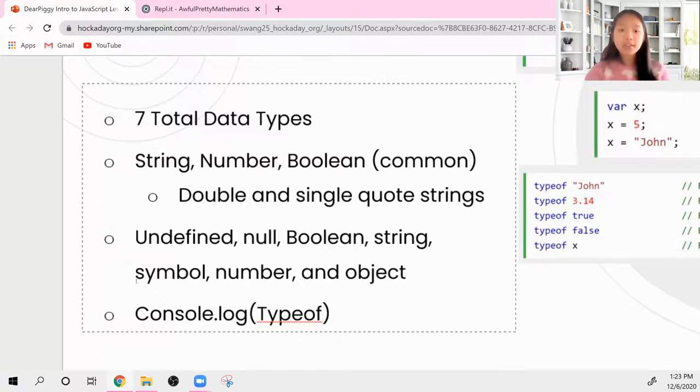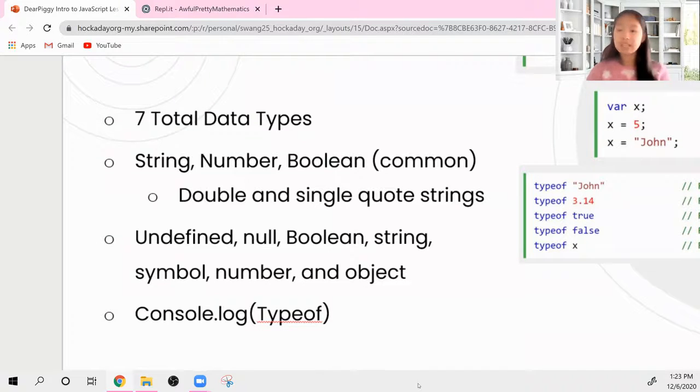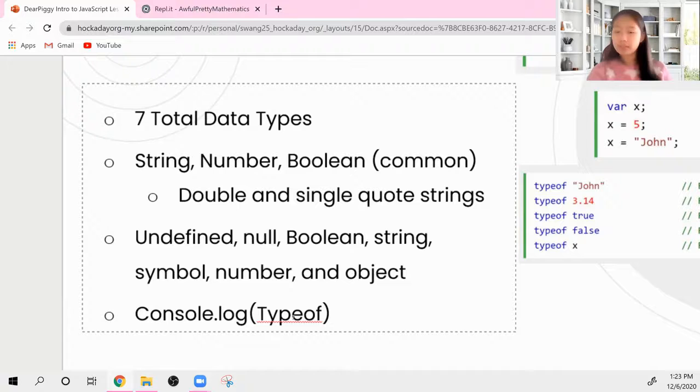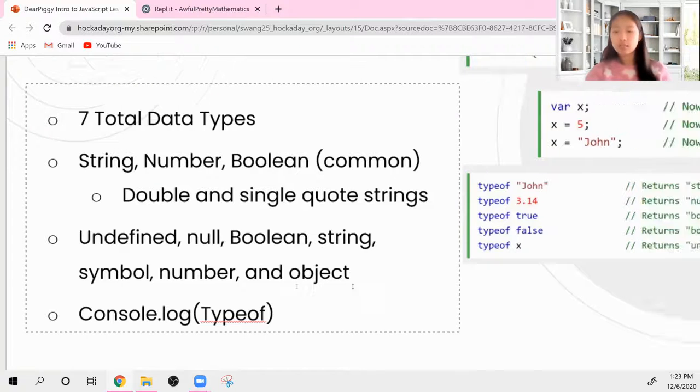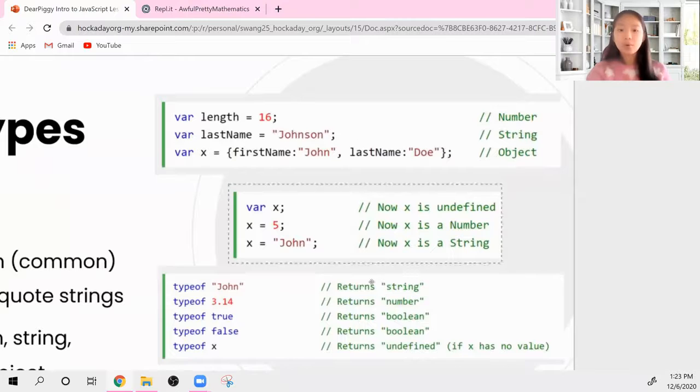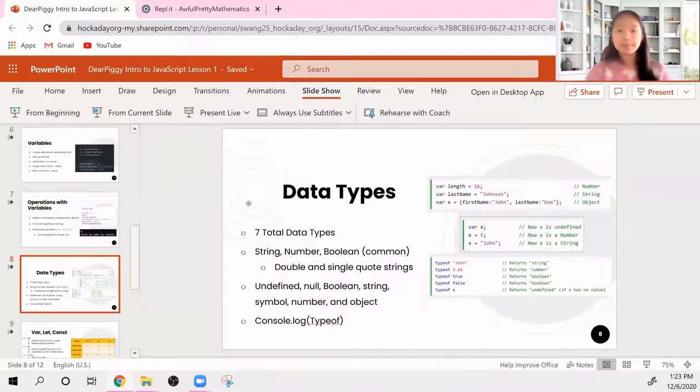So quick review of what these actually are. Undefined means it has no defined value. Null means it has no value. Boolean is true or false. String is letters, words. Symbol is like a symbol. Number is, well, a number. And object is something that we will get into another day. Today, I want to introduce to you guys the typeof keyword as well as these double and single quote strings. So we're just going to play around a little bit with typeof, and then we'll see.